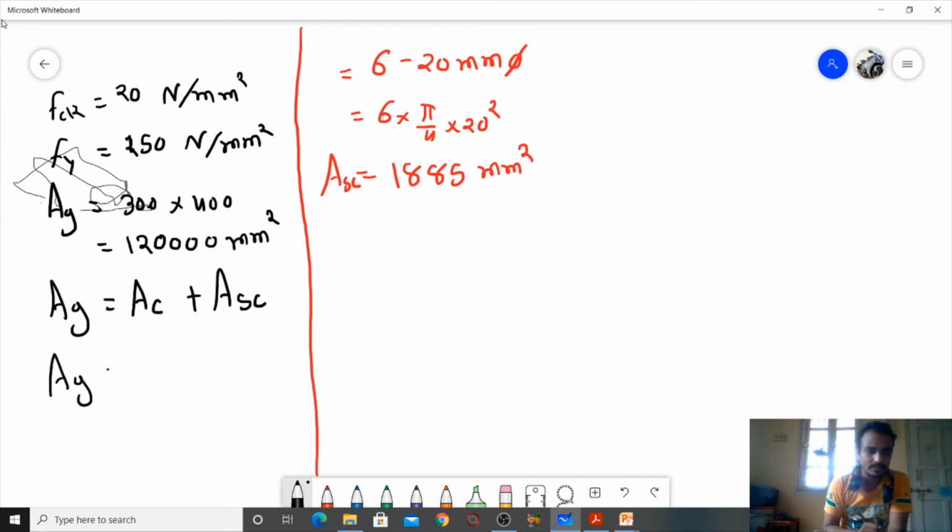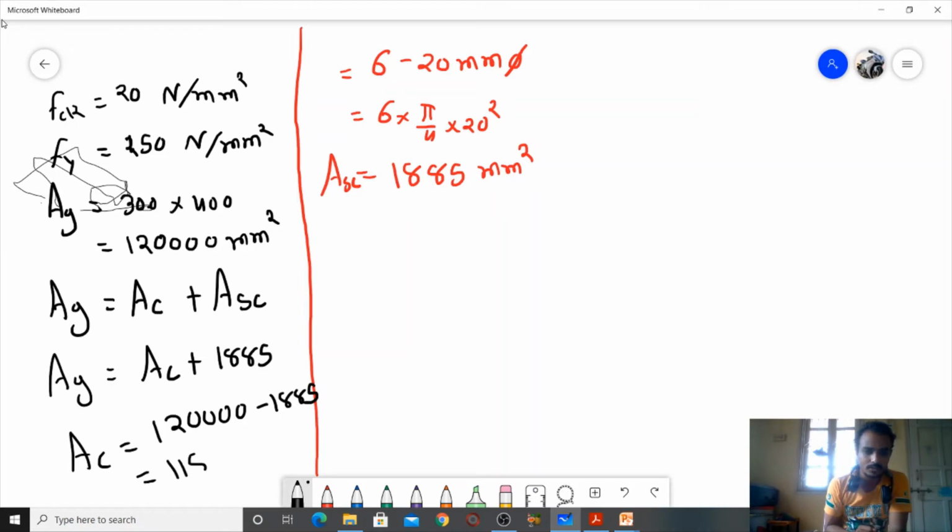So Ag is equal to Ac plus 1885, so we can find Ac: 120000 minus 1885. Ac is 11815 mm square, which is the area of concrete. Now we will find the safe load on the column which the column can carry. So we have a simple equation here.